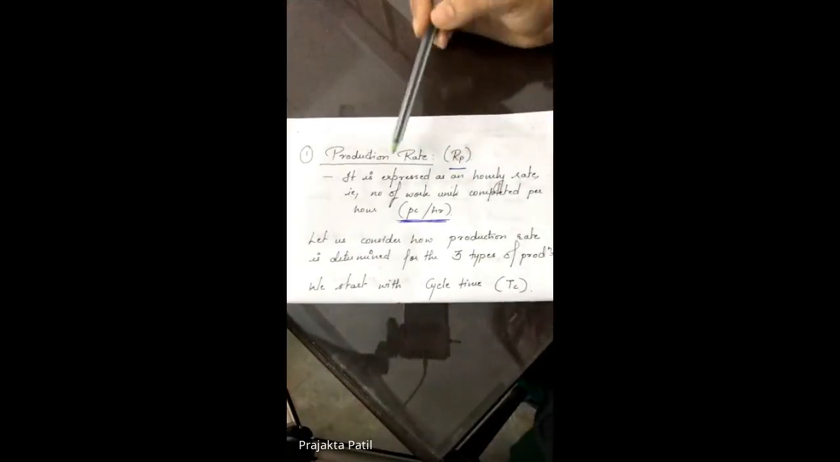Okay, so once again, I'm repeating what is production rate. Important points to note: production rate is denoted by RP, and it is the number of parts that are produced in an hour. So the unit of this is pieces per hour, or units per hour, or you can say parts per hour.